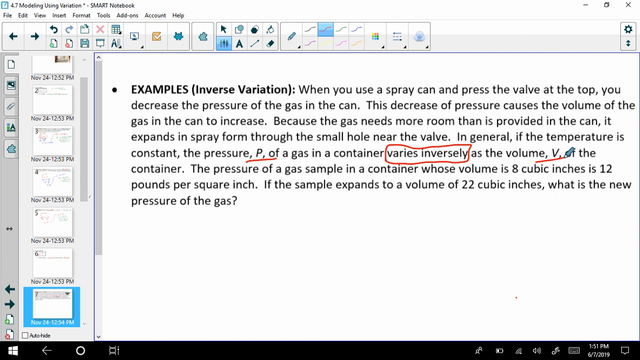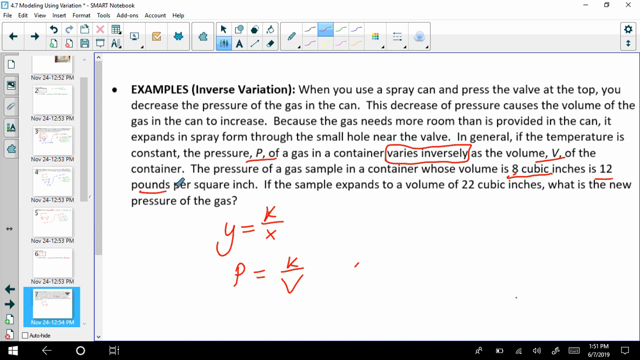The pressure of a gas sample in a container whose volume is, well, before we throw the numbers in, let's set up our equation. Since we're going to vary inversely, here's my setup. But let's actually substitute in the variables we want. So P and volume V.